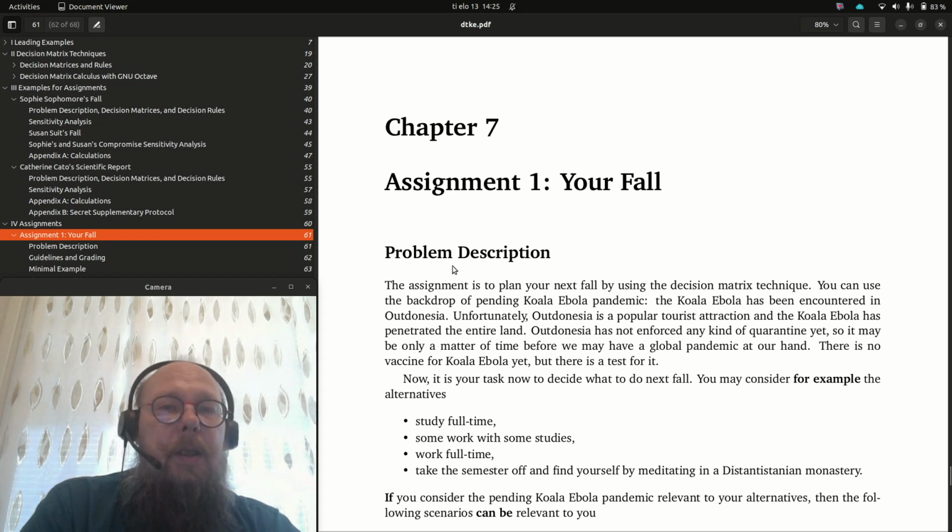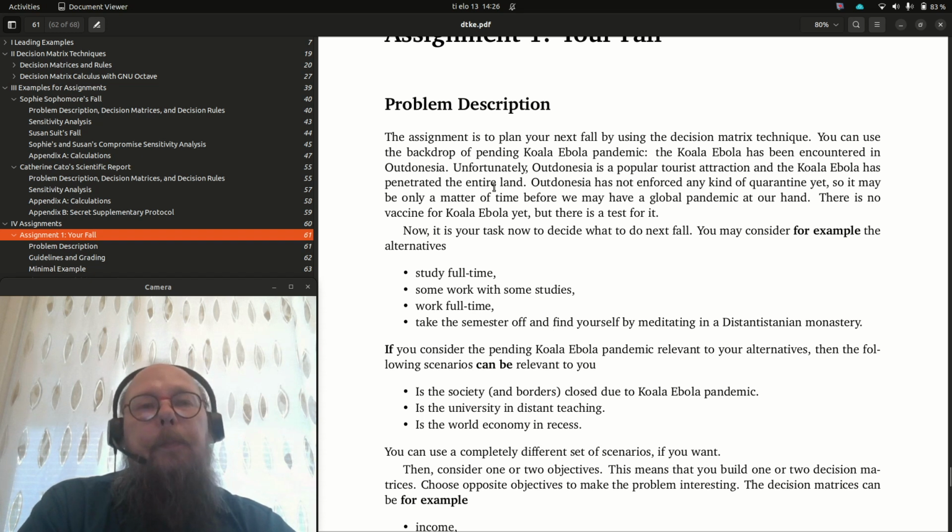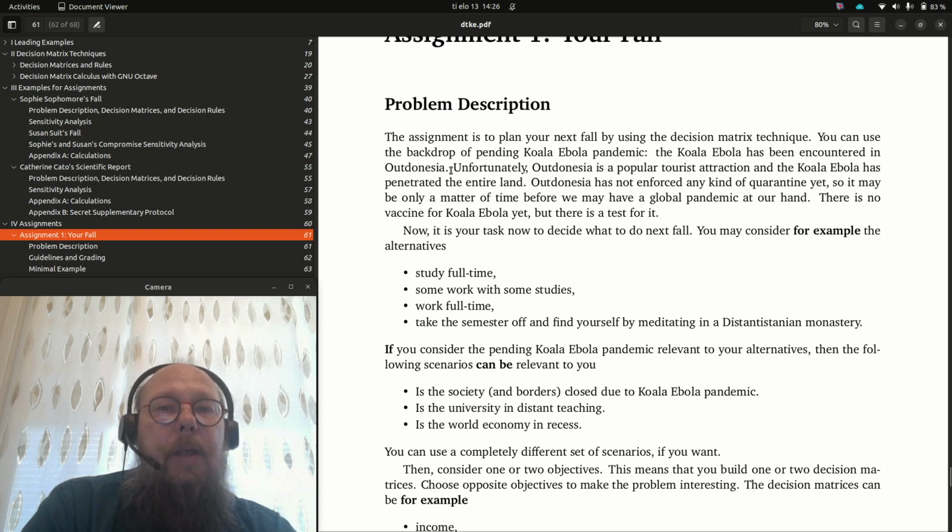So let us start with the problem description. As I said, the assignment is to plan your next fall by using the decision matrix technique. You can use the backdrop of the pending koala Ebola pandemic. Let me recall this, I have said it many times. Koala Ebola has been encountered in Australia, which is a faraway country, but unfortunately Australia is a popular tourist attraction, and the koala Ebola has penetrated the entire land. Australia has not enforced any kind of quarantine, at least not yet. So it may be only a matter of time before we have a global pandemic at hand.